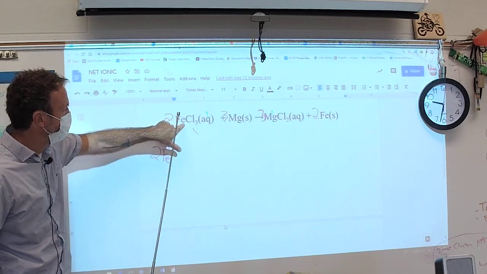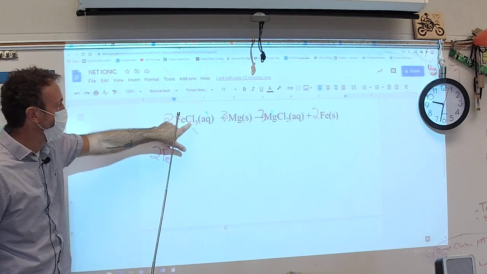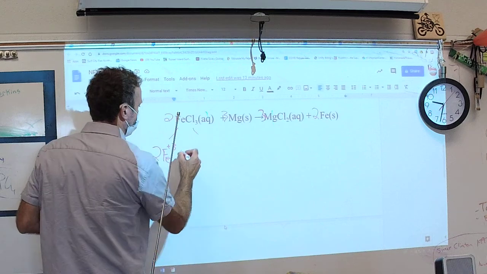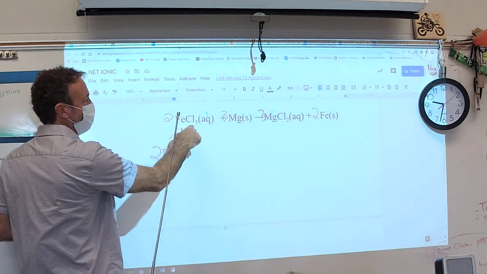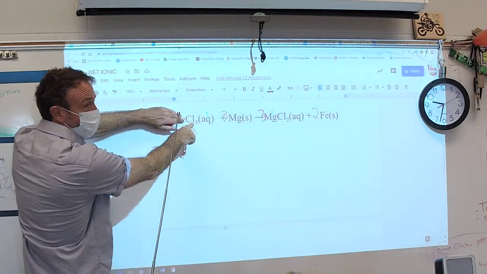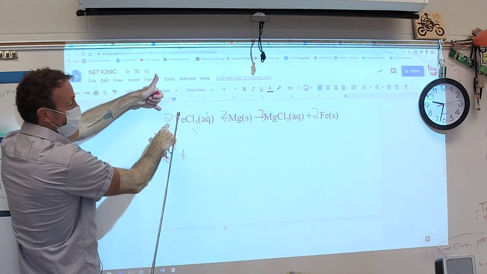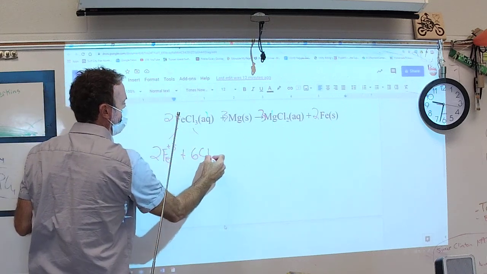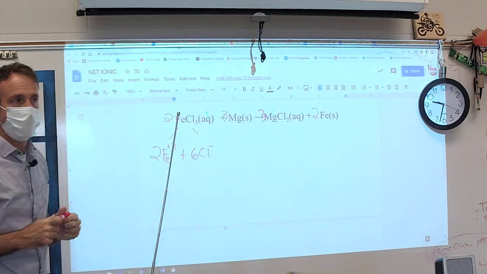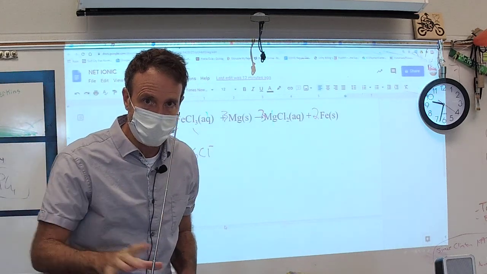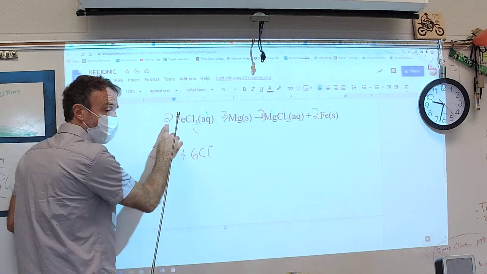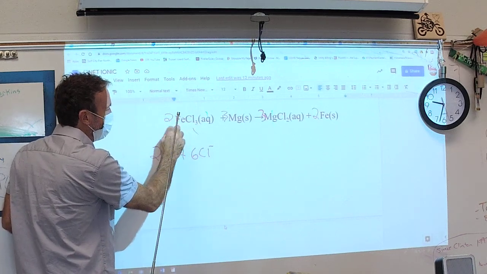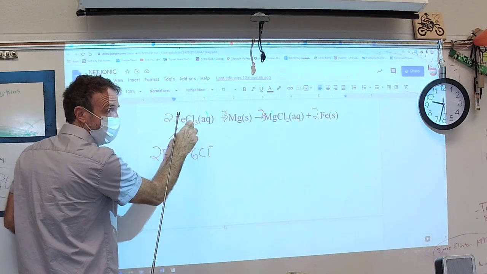Because it's FeCl3, you know this had to be iron 3. 2 iron atoms, and how many chlorines are right there? It says Cl3, right? But there's 2. So 2 irons and 6 chlorine negative ones. People at home, did you see what I did? The balance is 2 FeCl3. So that means there's really 6 of these chlorines here.